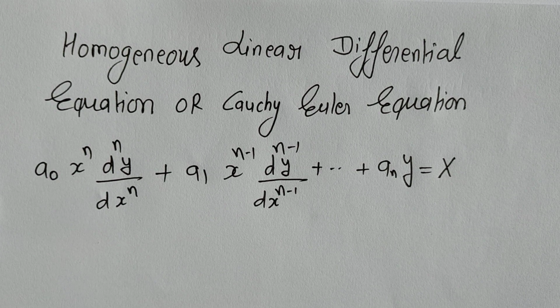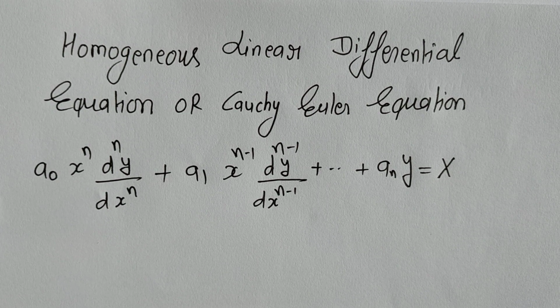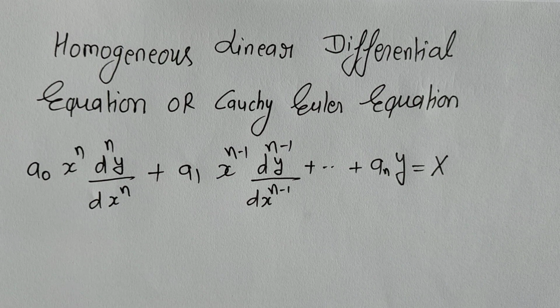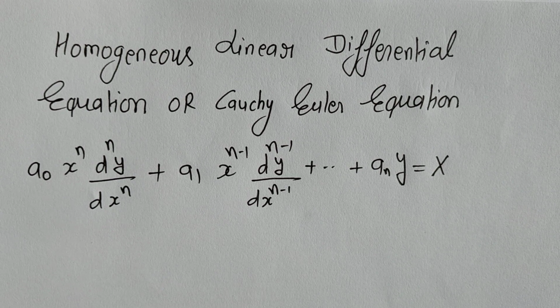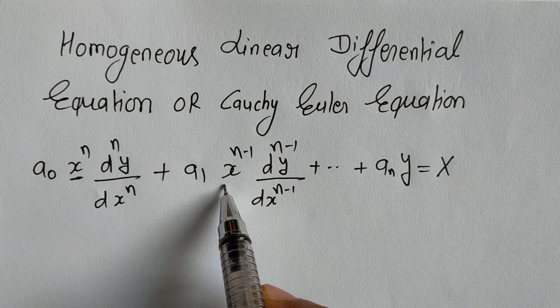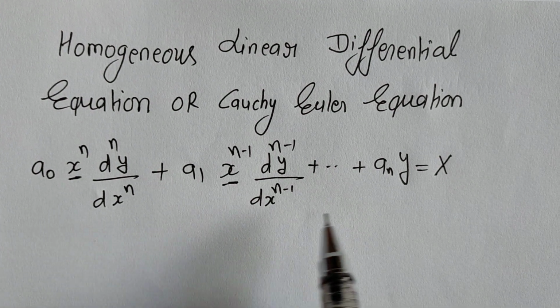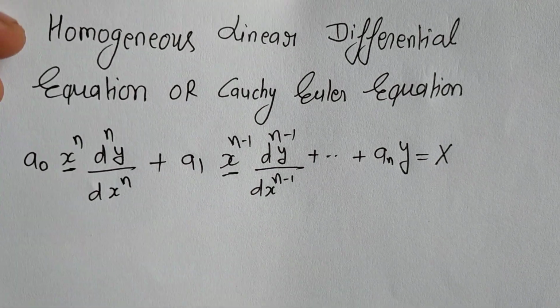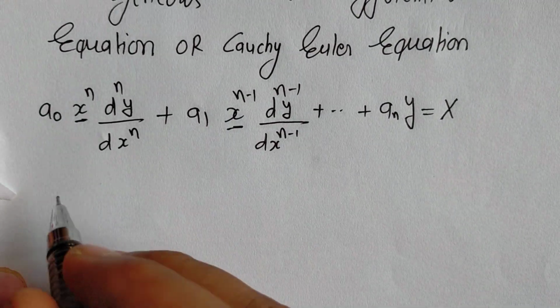In this video, I am going to explain how to solve homogeneous linear differential equation or Cauchy-Euler equation. In the last videos, I have explained the differential equation with a constant coefficient. Now, this differential equation is with variable coefficient, here x power n, here x power n minus 1. So this is the nth order Cauchy-Euler equation. If n equal to 2, we get the second order Cauchy-Euler equation.